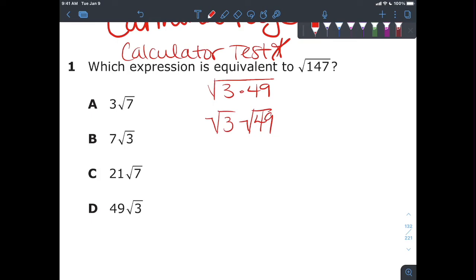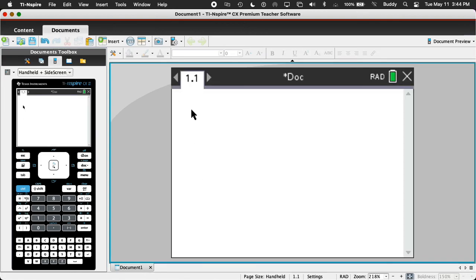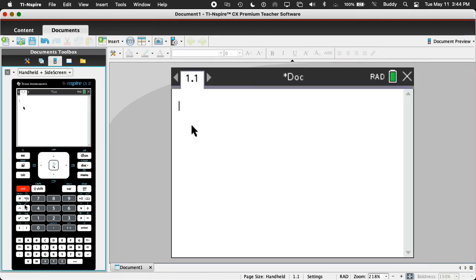I know the square root of 49 is positive 7, and this appears to be the simplest that it's going to get. I want to test this out in my calculator. As I've explained before, whenever I do this test, if I type it in directly like we normally would with other items, we end up getting an error.